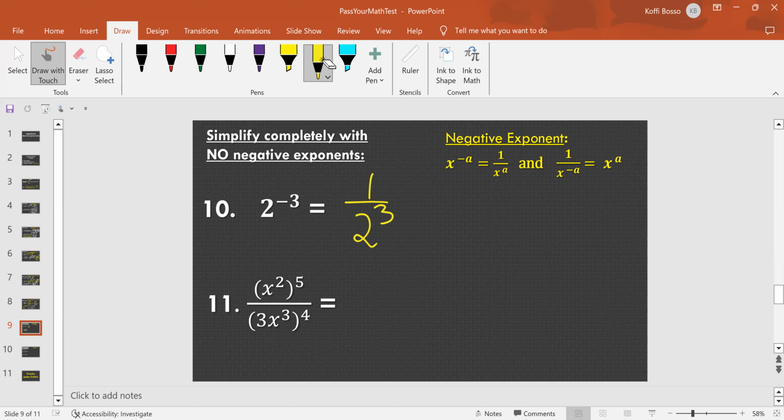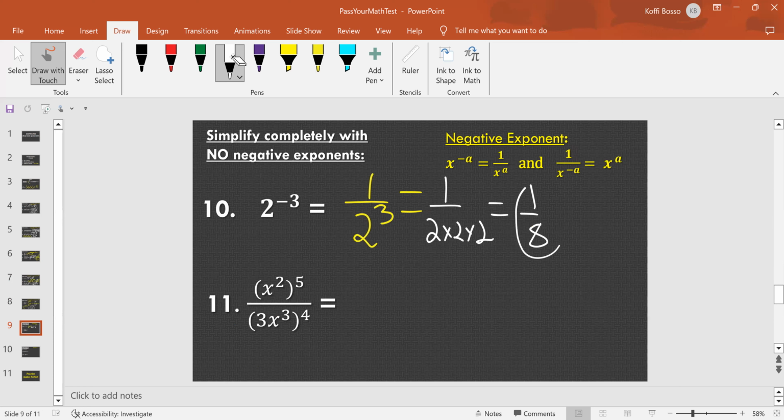So we have to flip this. We have a 1 in the numerator, and in the denominator, we have a 2 to the third power. So it's not negative 3 anymore, which is the reason we flip. But remember, 2 to the third power itself is 8, which is 2 times 2 times 2. Therefore, you have 1 over 8.